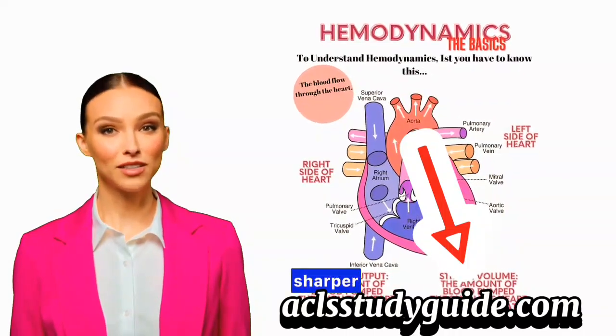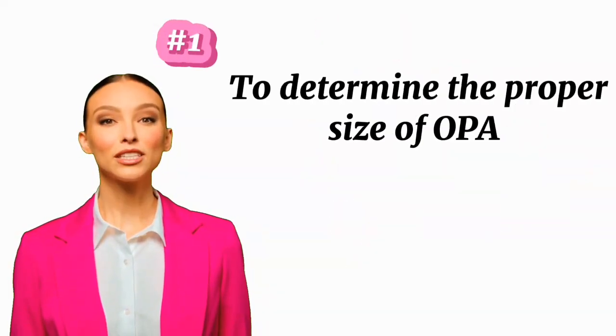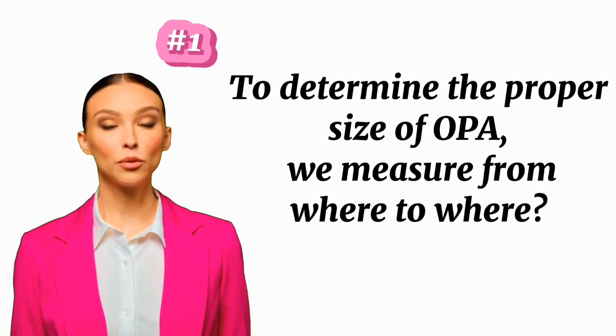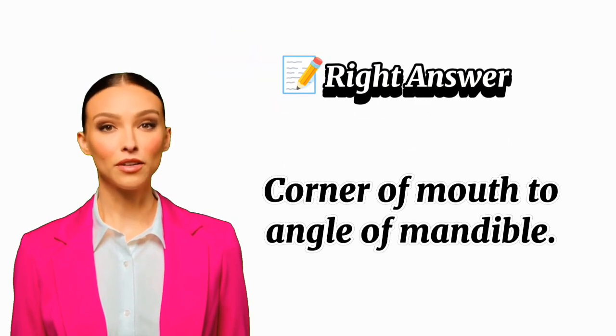Let's get sharper together. Number 1. To determine the proper size of an OPA, we measure from where to where? Right answer, corner of mouth to angle of mandible.